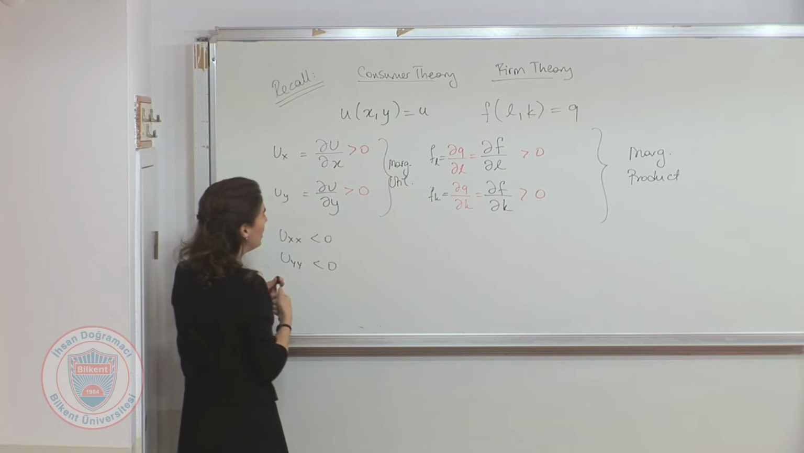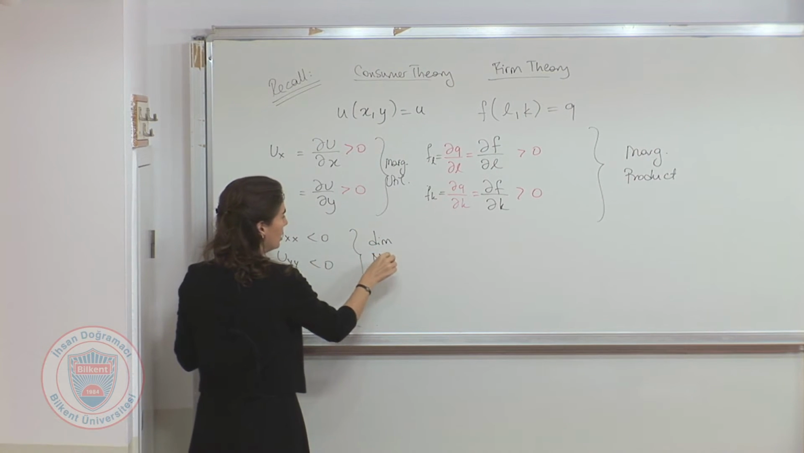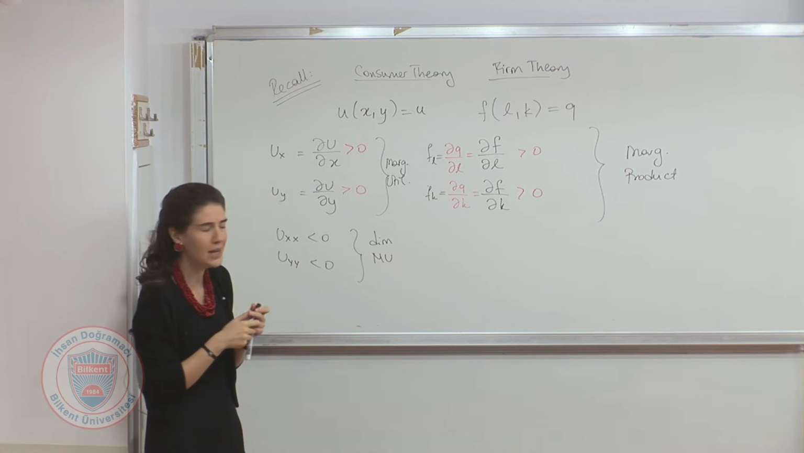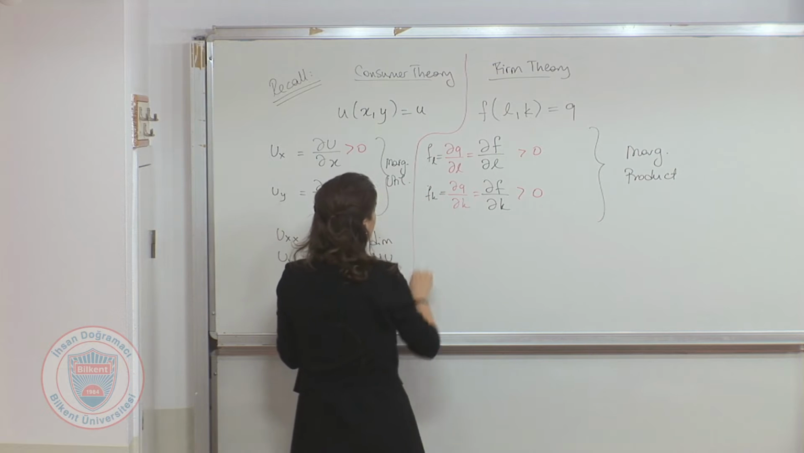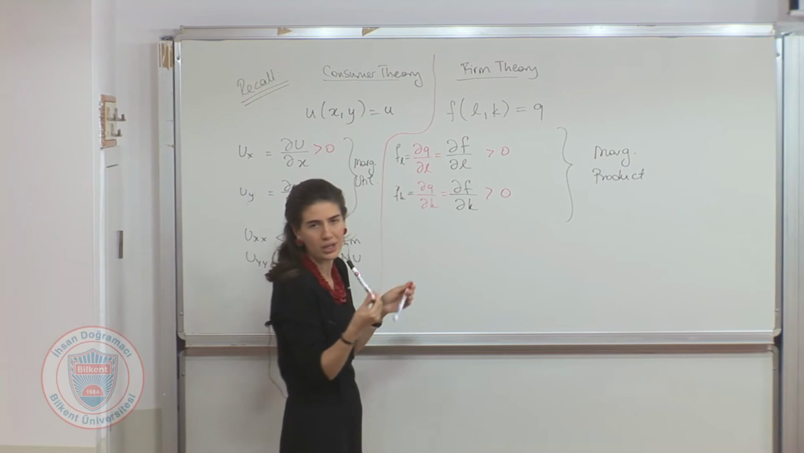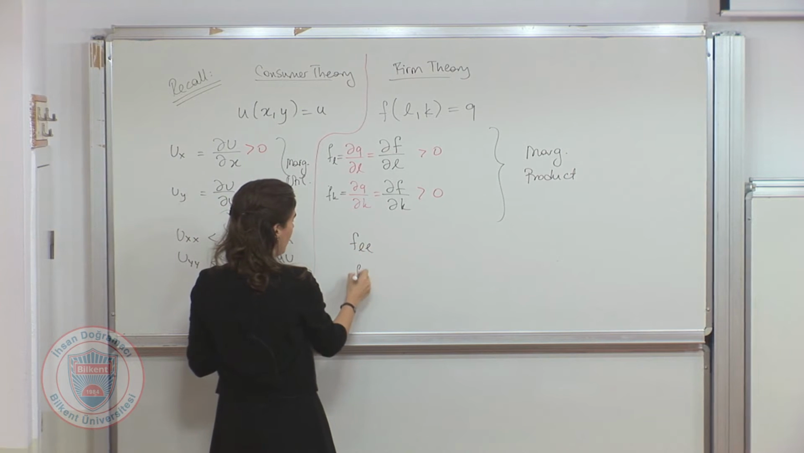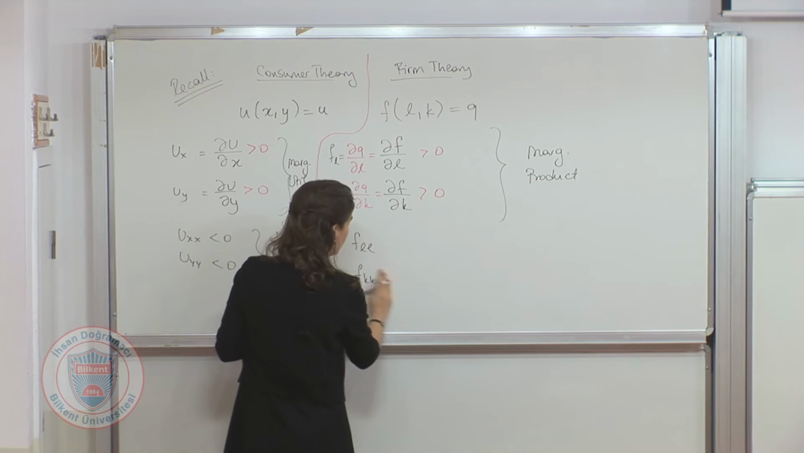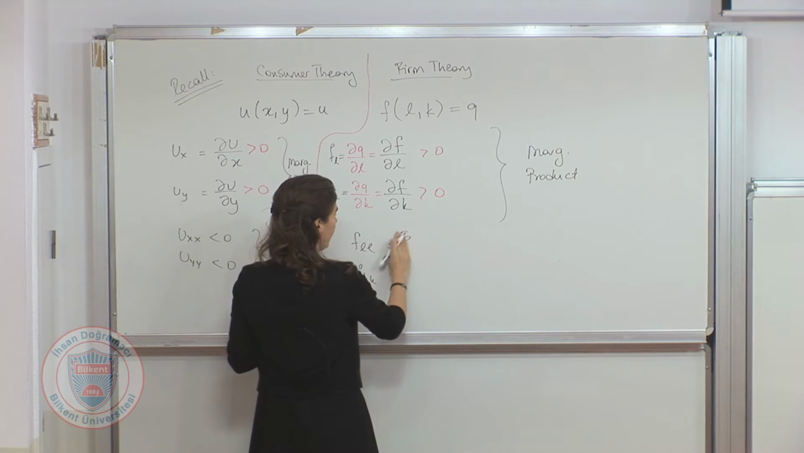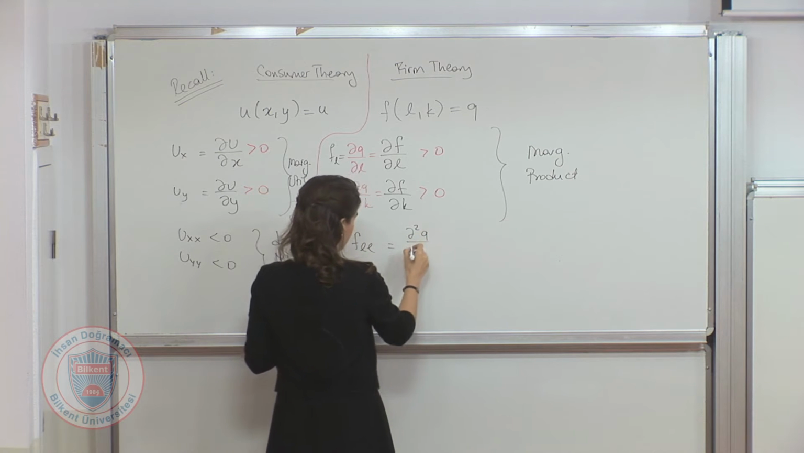So we called these diminishing marginal utilities, okay? We said that. And here, again, in the firm theory, we can also have these diminishing marginal products. So we called it f of LL, f of KK. These are the second derivative, okay? So you can actually call this like this, right?